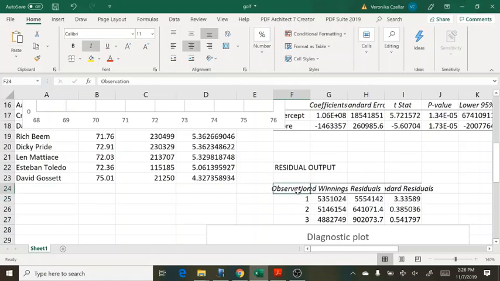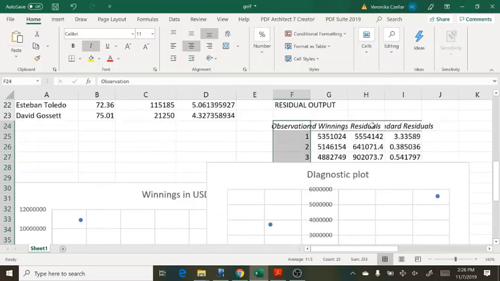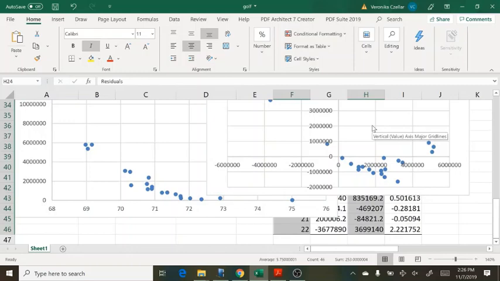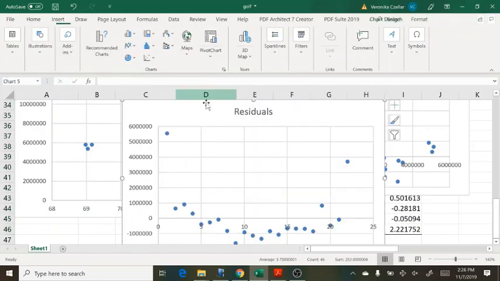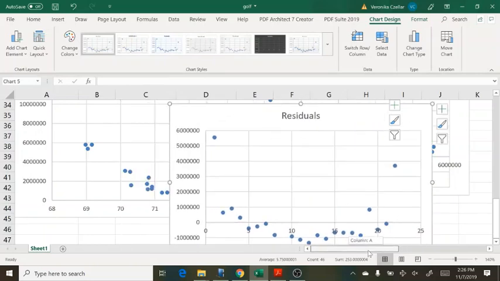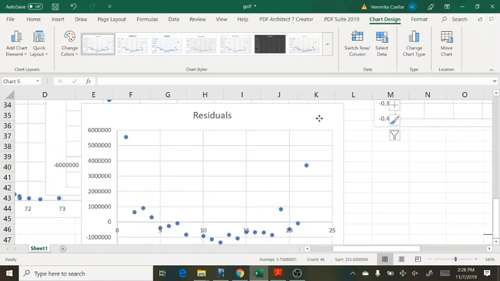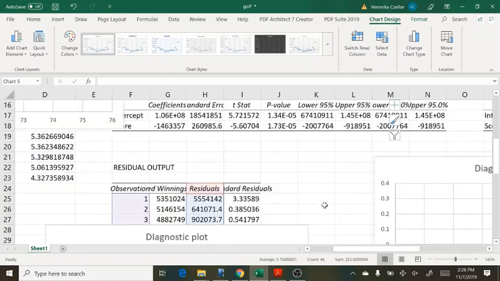So I will plot one against the other one. And this is what I see. Well, this is for the winnings case. Here I have a clear pattern. This is actually not good.